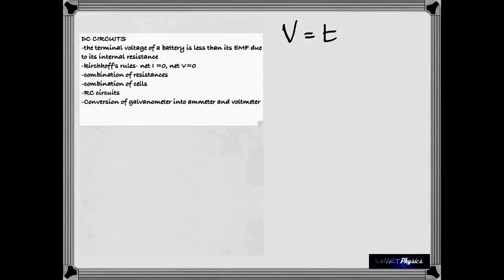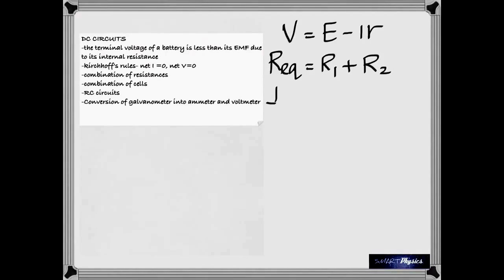Here are the formulas. The terminal voltage is EMF minus I times internal resistance. Equivalent resistance in series is just add them up, and in parallel take the product by sum if there are only two.